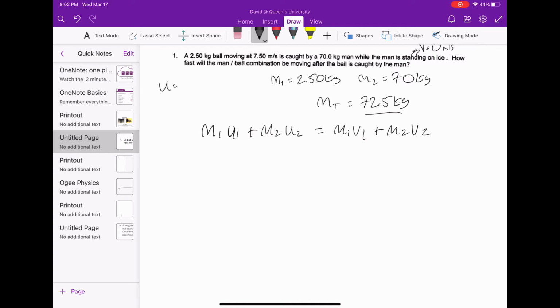So U will say initial velocity, and our V will be final velocity. So let's think of what our givens are here. We know our m1, 2.5. We know our m2, 70. So we can fill those in right away. And we also know our 7.5, and that's our u1. So let's fill all this in.